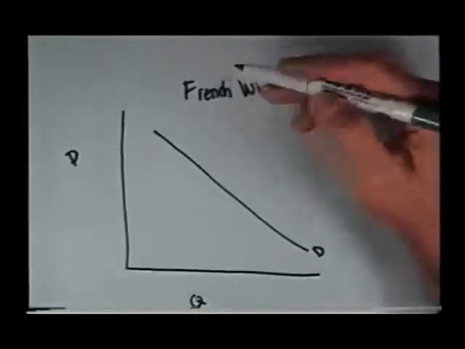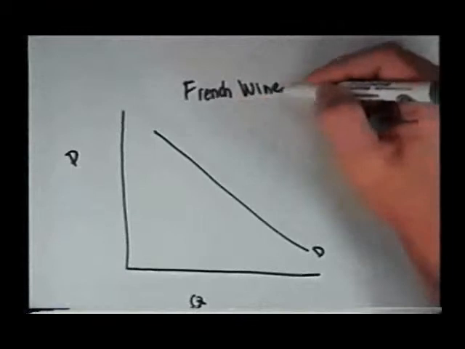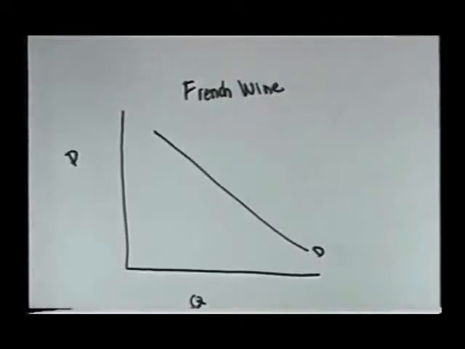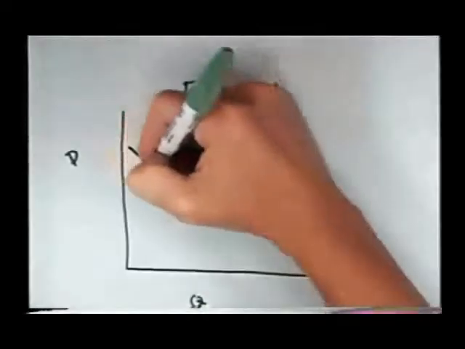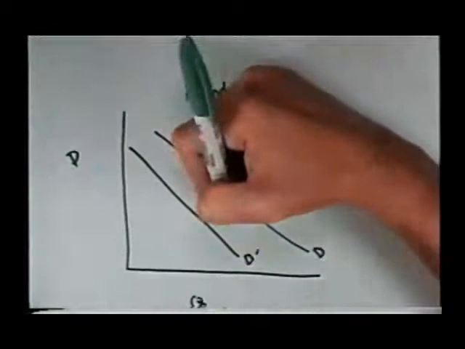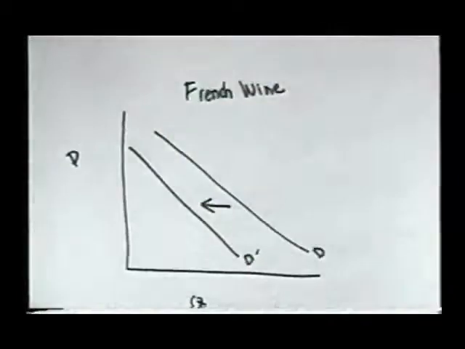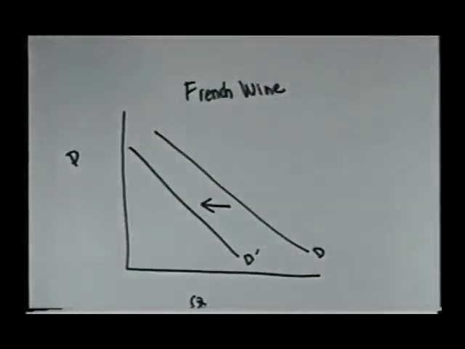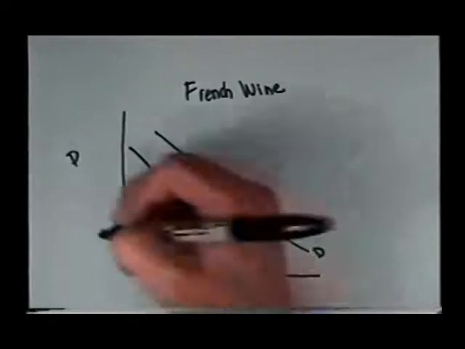But one of the things that Americans did was they decreased their demand for French wine. It's not that the price changed of French wine at all. It's something else. The demand curve shifted to the left. So here's my new demand curve. Less demand, shift to the left. Now notice that there's a decrease in the quantity demanded at each and every price.